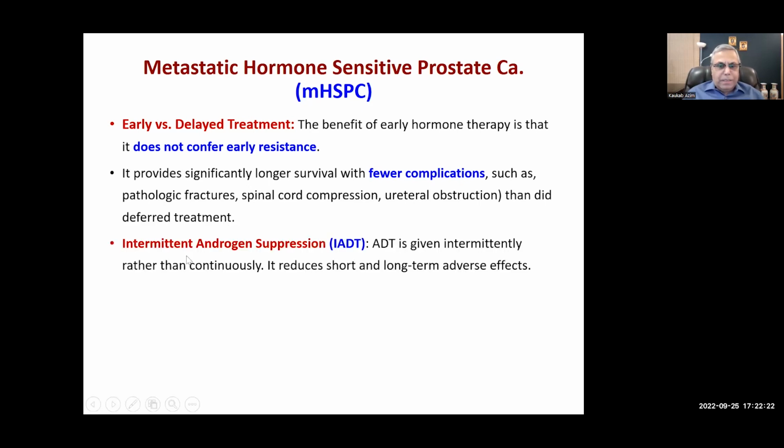So another option is intermittent androgen suppression therapy. What is intermittent androgen suppression therapy? You give this treatment, whatever treatment it is. Basically, it is pharmacological treatment. What is pharmacological treatment? You give abiraterone, bicalutamide, enzalutamide, apalutamide. You know, these are the drugs you are giving, or you can give these GnRH analogs or antagonists. So intermittent androgen suppression therapy is that you give therapy for a certain period of time and then you discontinue the therapy for some time. Okay.